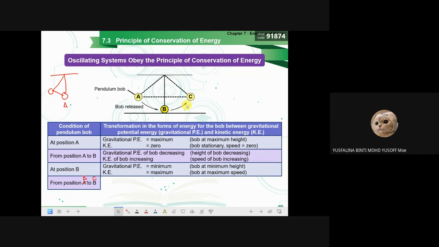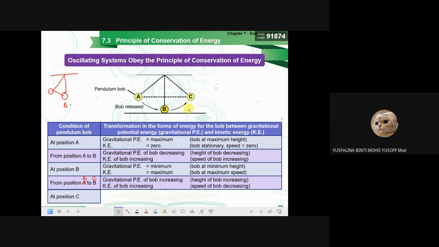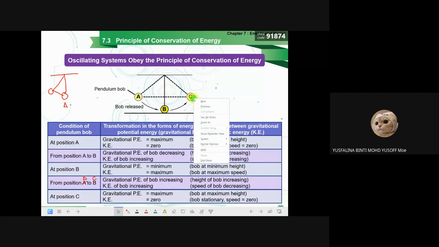If the KE increases, the GPE decreases. It can only be either one. So here from B to C, the GPE increases, the KE decreases. What happened at the point C? At point C, all the energy from the KE has changed completely to GPE, gravitational potential energy. So at this point, we can say the GPE is maximum, the KE is 0.